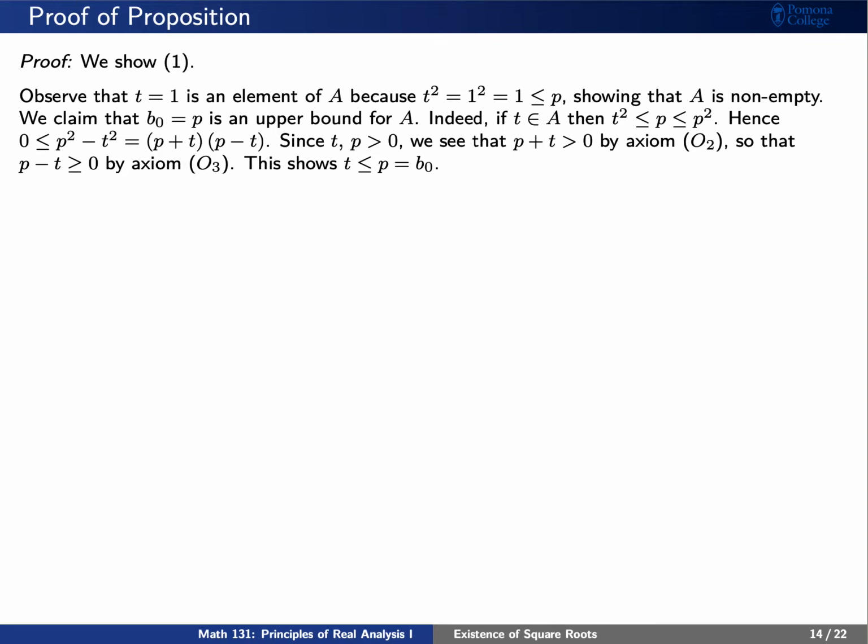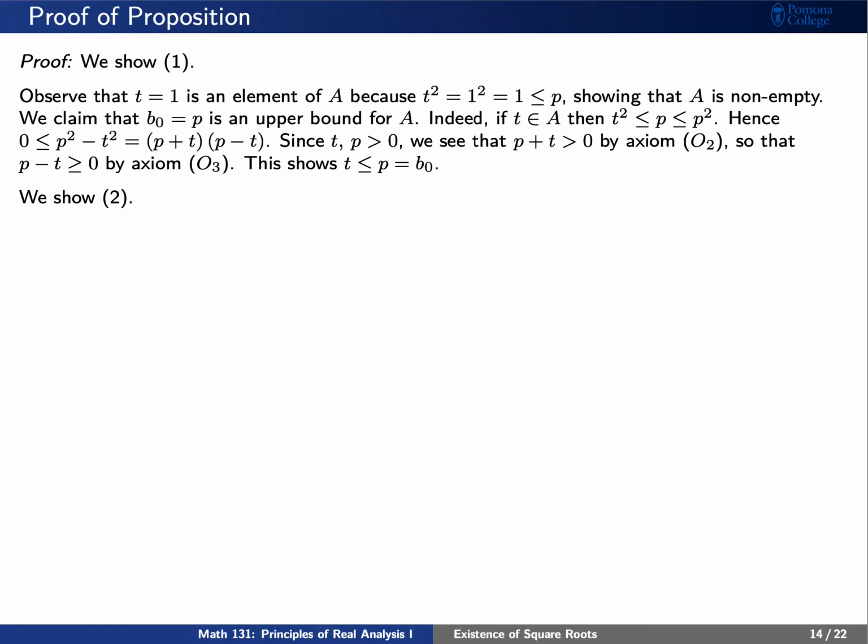We also claim that p is an upper bound for A. Indeed, because p is greater than 1, p squared is greater than p. So using this, we can actually see that every element t from our set A has to be less than or equal to p.